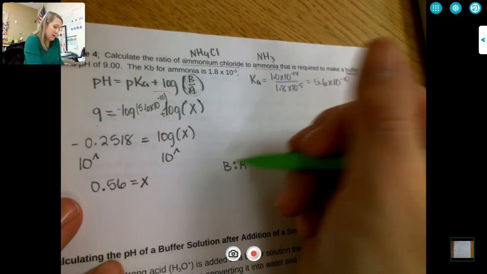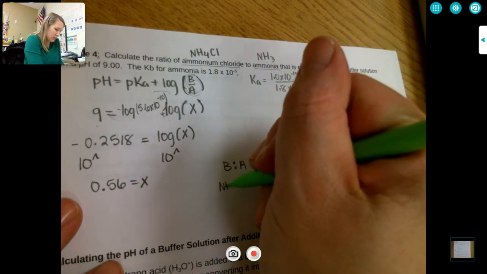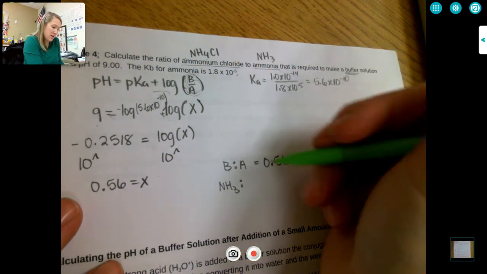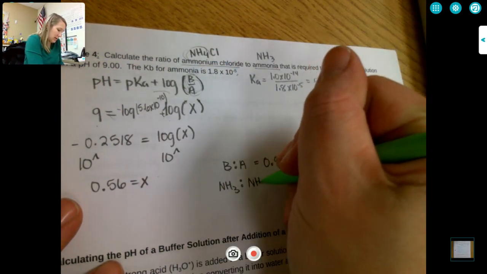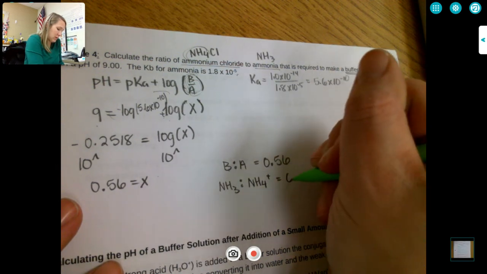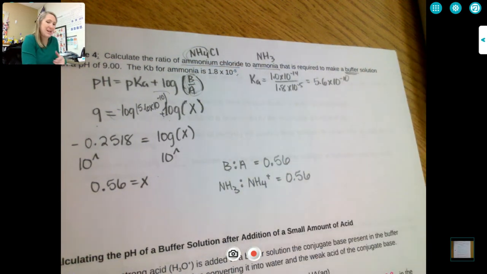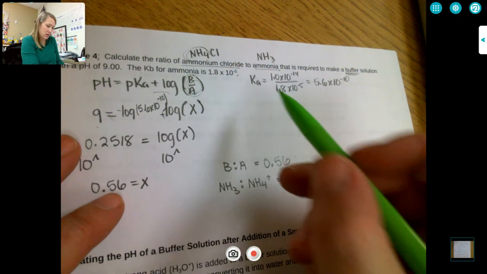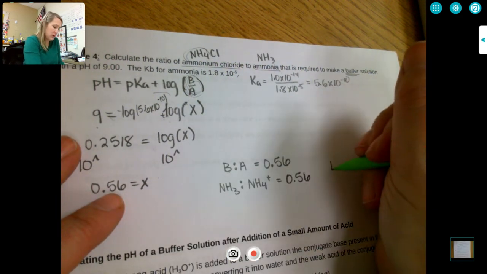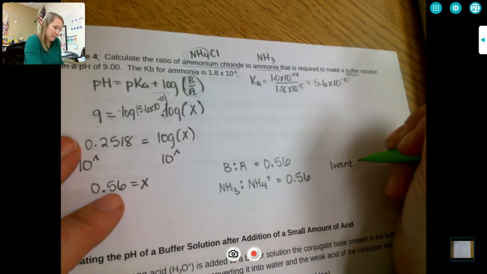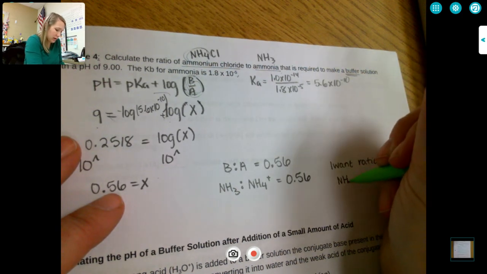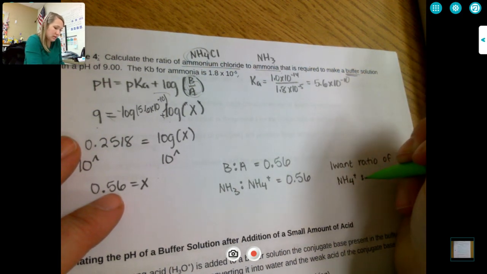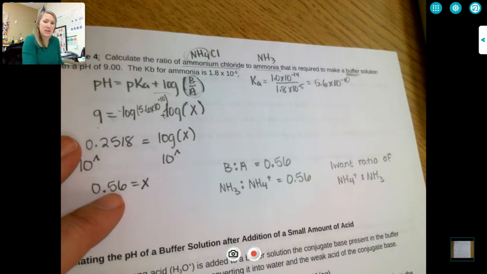B being my base is NH3. A being my acid, which is the conjugate acid, NH4 plus, we found to be 0.56. But that's not what it asked me. It asked me for the ratio of NH4 to NH3. So I want the opposite ratio.